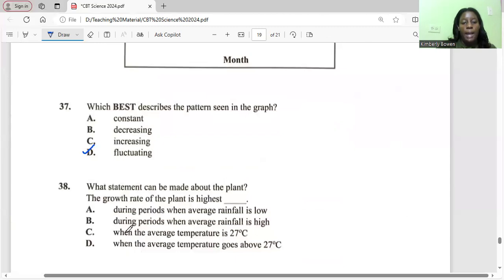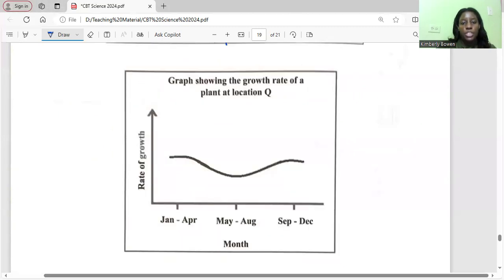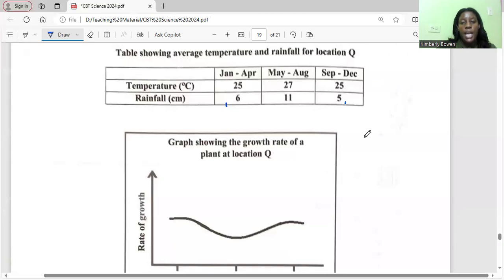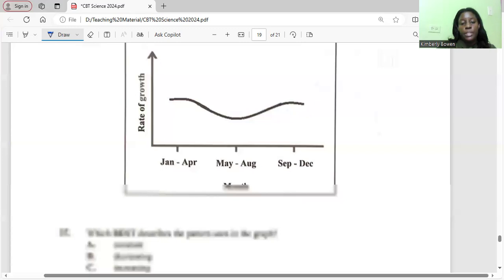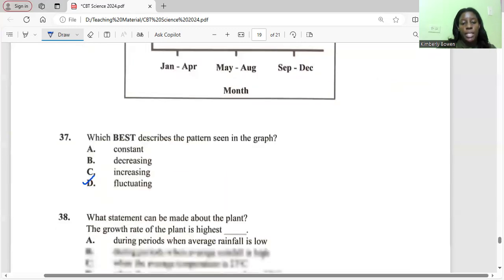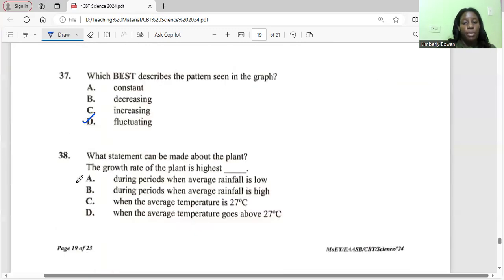When average temperature was 27, I believe that was also from May to August, and it didn't show a growth yet. The other option says when the average temperature is over 27, and that's also showing a decrease. The correct answer is A, and the average rainfall is low.